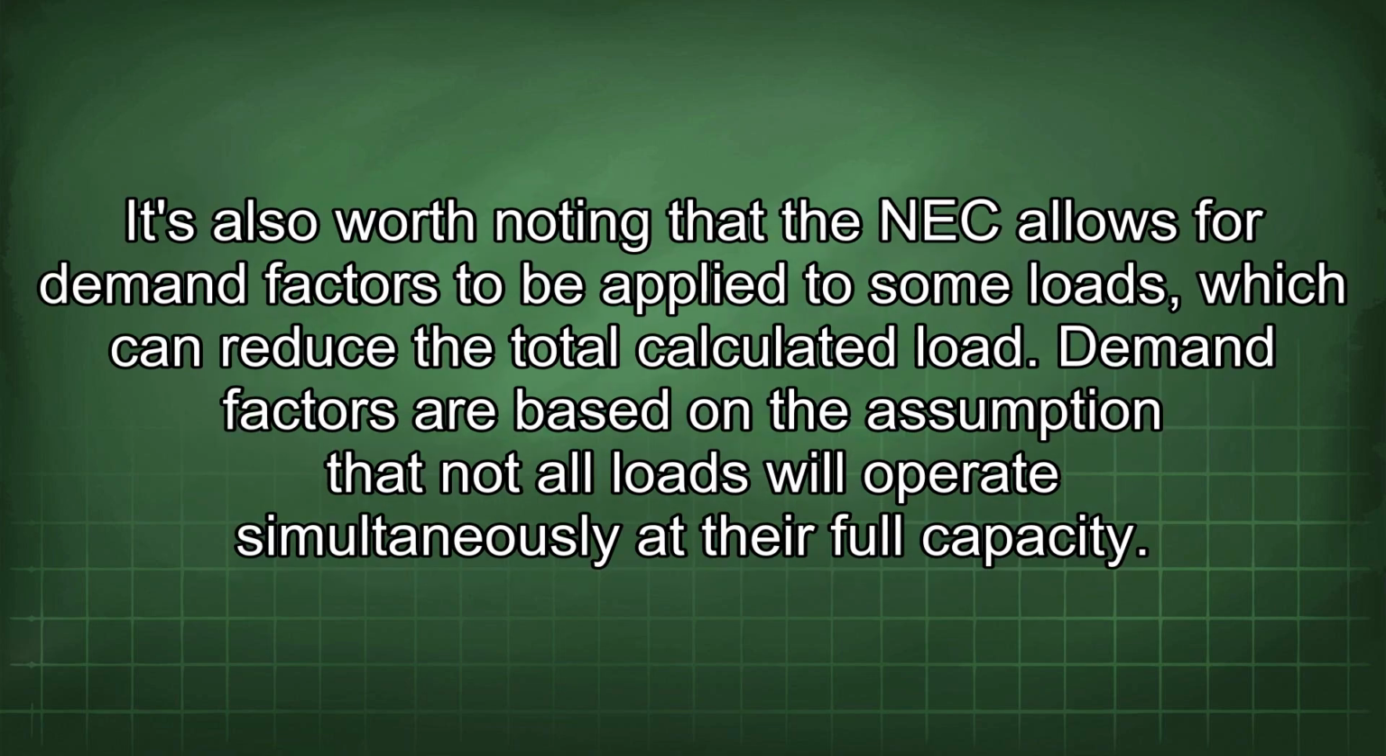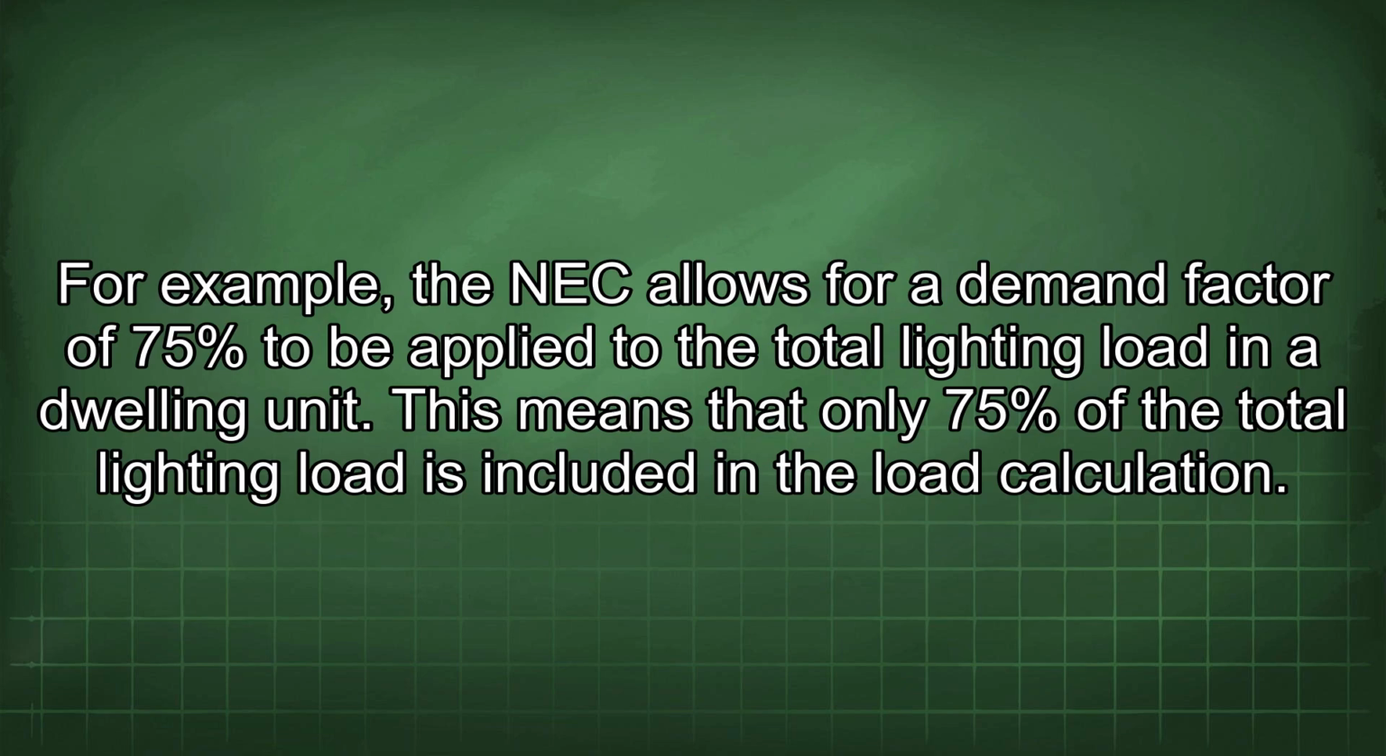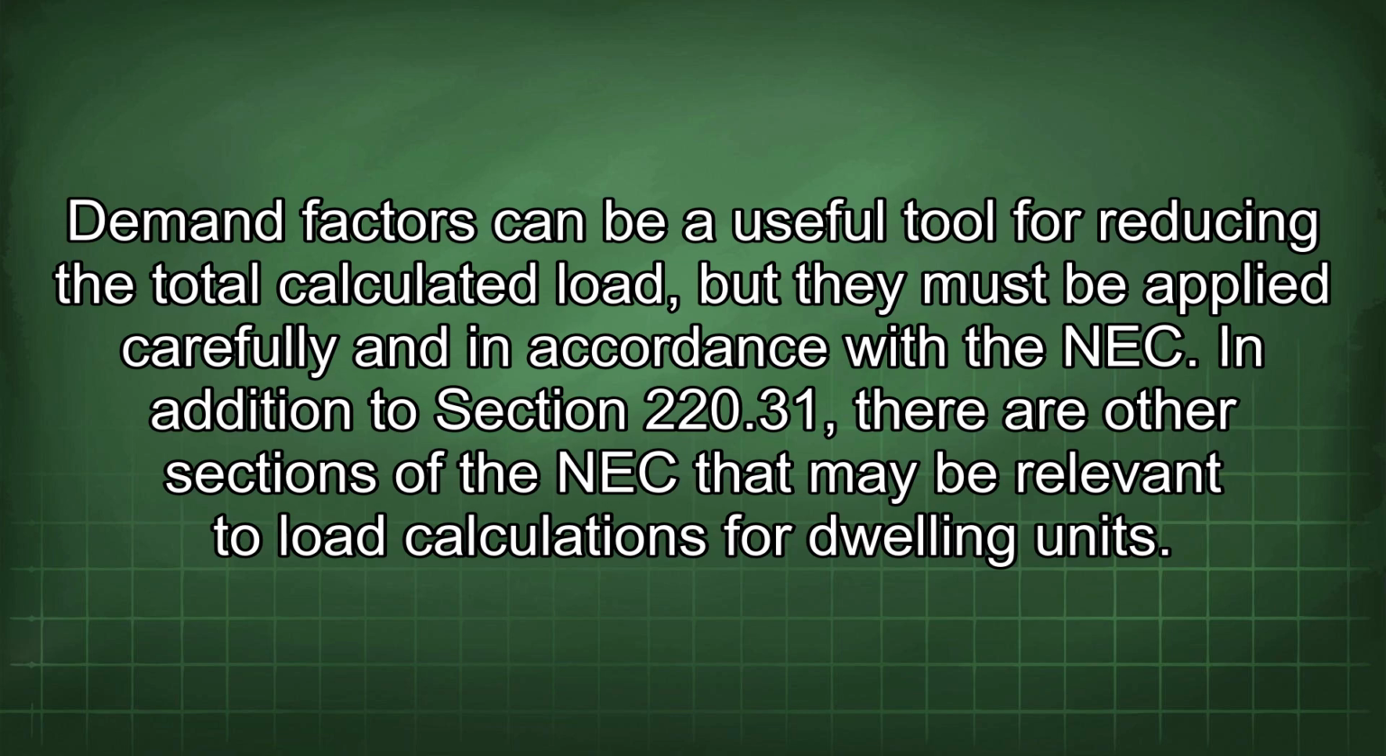It's also worth noting that the NEC allows for demand factors to be applied to some loads, which can reduce the total calculated load. Demand factors are based on the assumption that not all loads will operate simultaneously at their full capacity. For example, the NEC allows for a demand factor of 75% to be applied to the total lighting load in a dwelling unit. This means that only 75% of the total lighting load is included in the load calculation. Demand factors can be a useful tool for reducing the total calculated load, but they must be applied carefully and in accordance with the NEC.